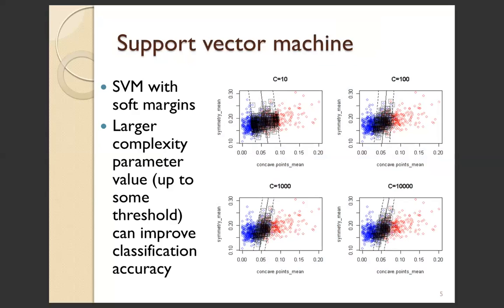And for soft margins, you can see the following. So this soft margin, in between the boundary and the soft margin, you will find some kind of overlaps. The blue will cross over and the red will cross over. So this is what we call a soft margin. This soft margin, you can control its width by a parameter called the complexity parameter.